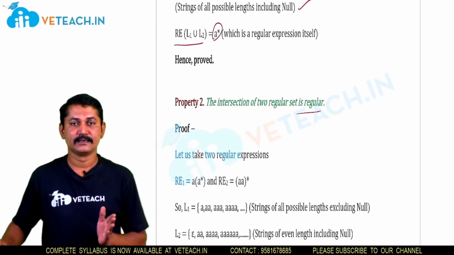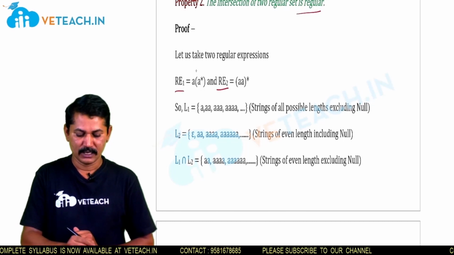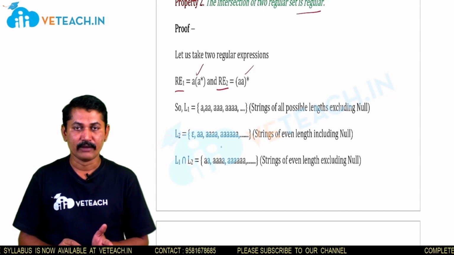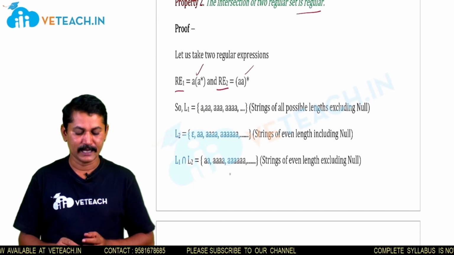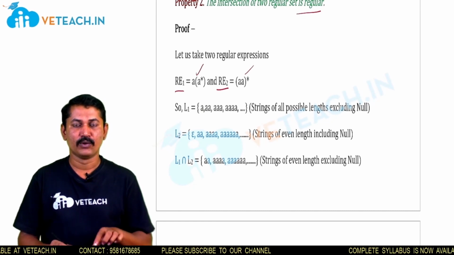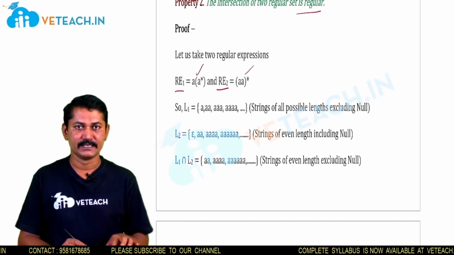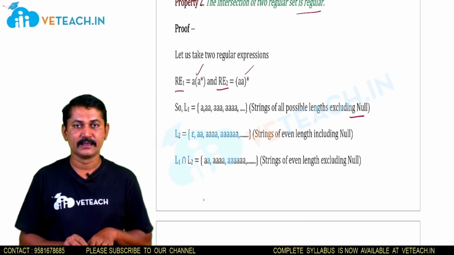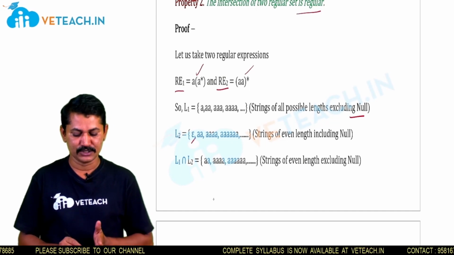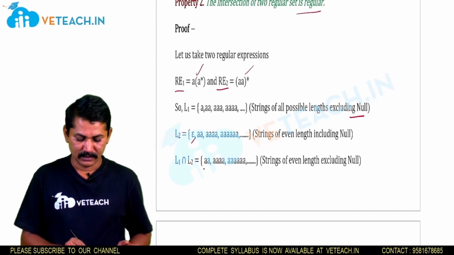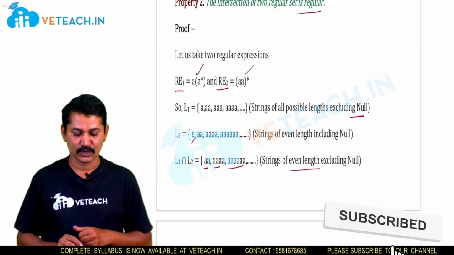Now the next property: the intersection of two regular sets is regular. Consider the same example that we considered in the previous one, RE1 and RE2. L1, defined by regular expression 1, is of odd length strings, and L2 is of even length strings. The only difference between those two is that in the odd there is no epsilon, that is the empty string, that means null, whereas in the even we included the null. So the intersection of these two is the strings of even length excluding null.